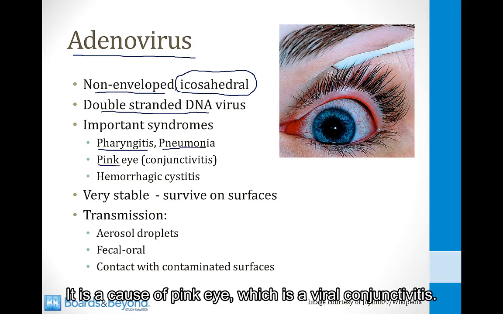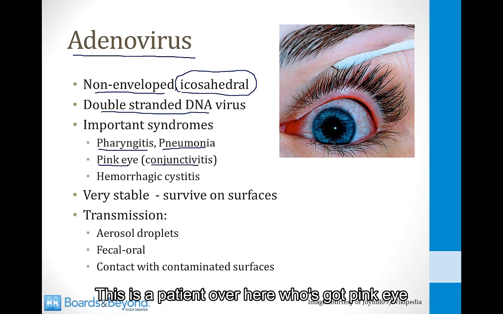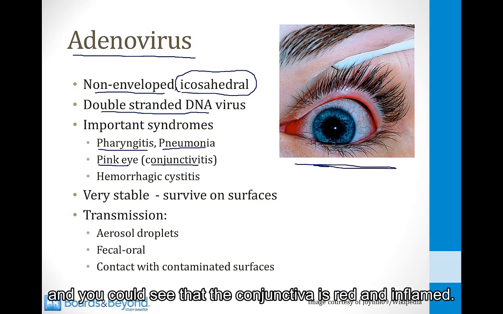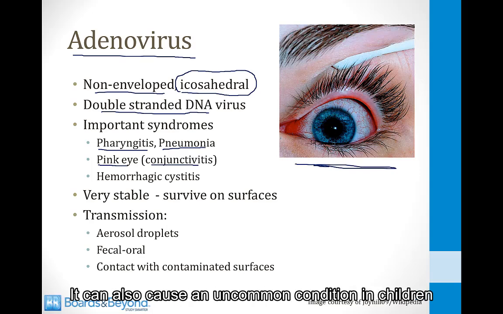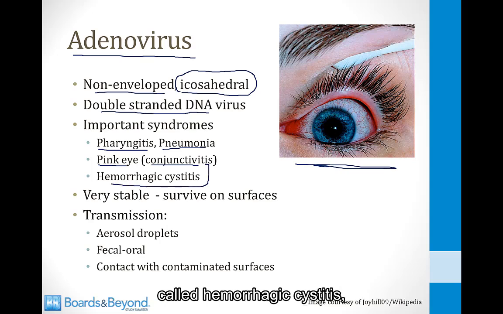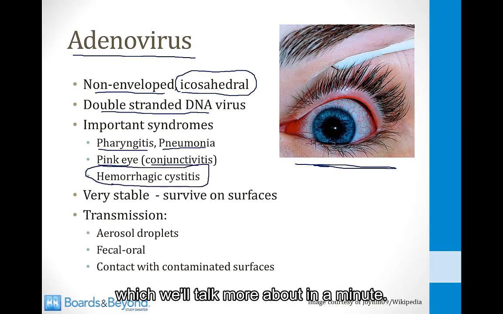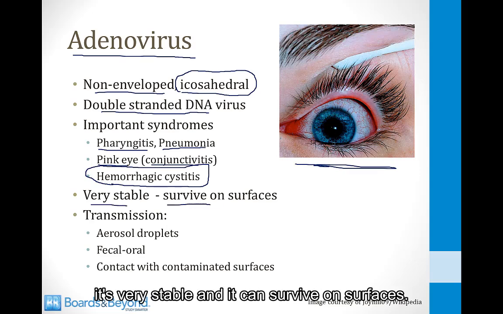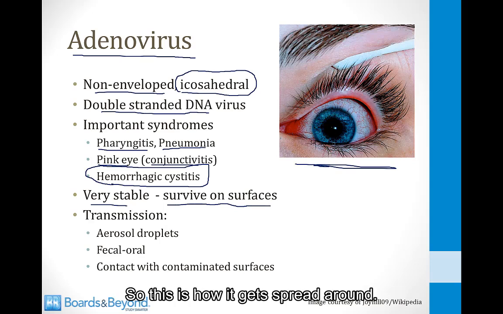It is the cause of pink eye, which is a viral conjunctivitis. This is a patient over here who's got pink eye, and you can see that the conjunctiva is red and inflamed. It can also cause an uncommon condition in children called hemorrhagic cystitis, which we'll talk more about in a minute. One of the unique features of adenovirus is that it's very stable and it can survive on surfaces, so this is how it gets spread around.